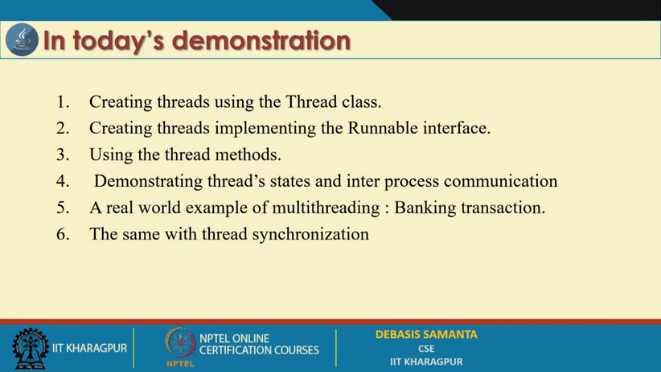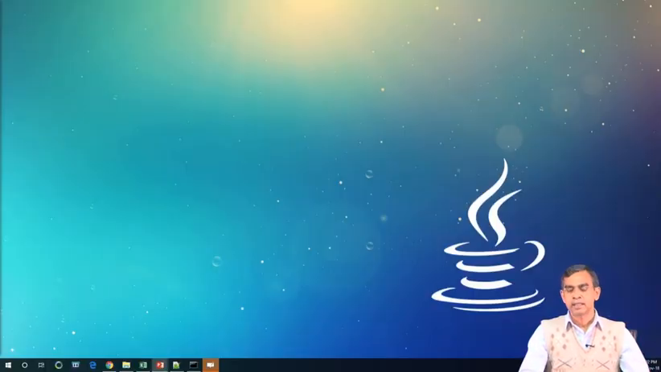Finally, we will discuss one real-life example, a very small example: banking transactions. That is, how the transactions in a bank for the operations of an account holder can be managed using threads themselves. This is basically done by the process of synchronization. So, we will discuss these things. Let us have the demo on these aspects.